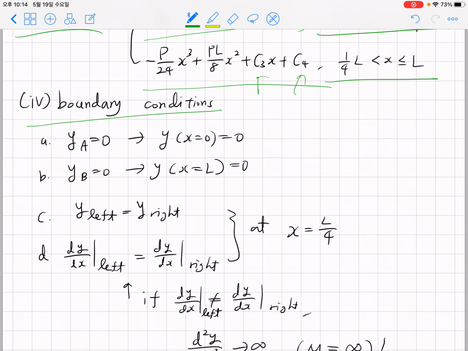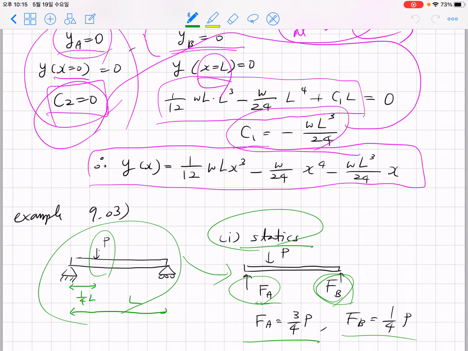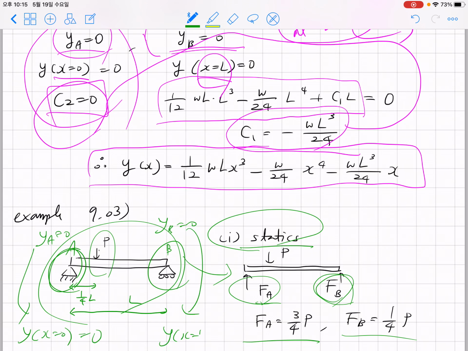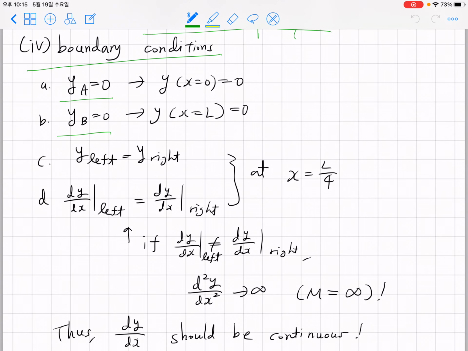The first boundary condition you can utilize is ya equals b0, and the second one is yb equals b0. At point A, this is a simply supported beam. At point B, this is also a simply supported beam. So you can use ya should be 0 and yb should be 0, which means y at x equals 0 is 0, and y at x equals L should be 0. These are the 2 boundary conditions that you can immediately come up with.